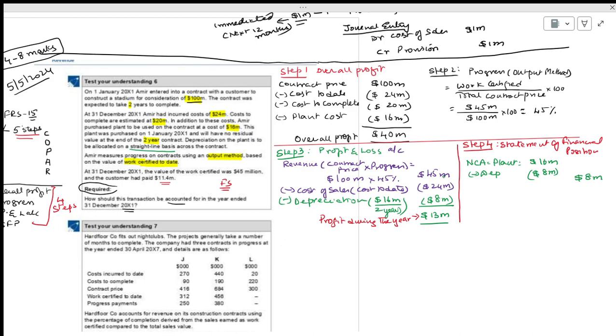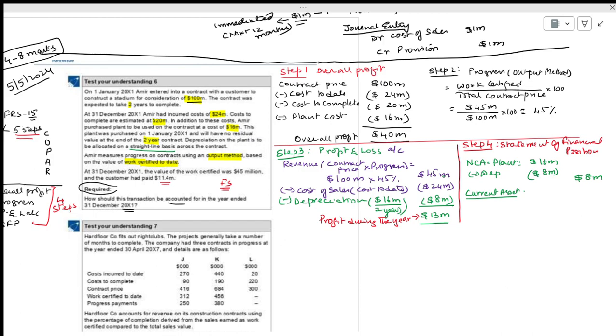Next, we have to show current assets also. What is the current assets? Current assets is nothing but, how much is the revenue and how much you have received? In simple words, it is receivables. How much is that receivables amount?